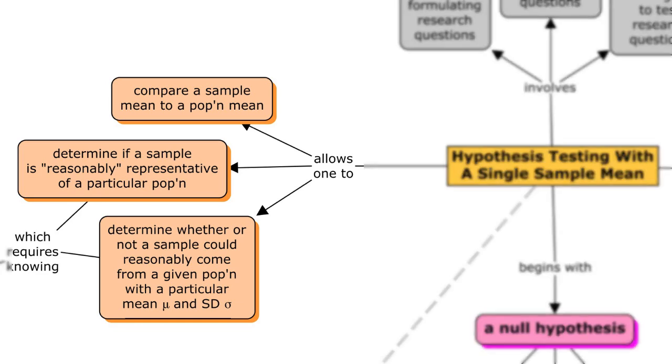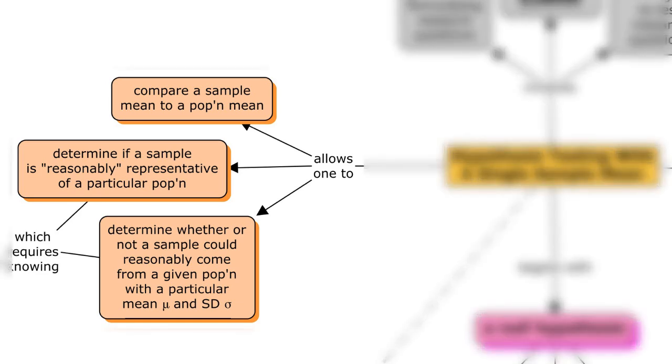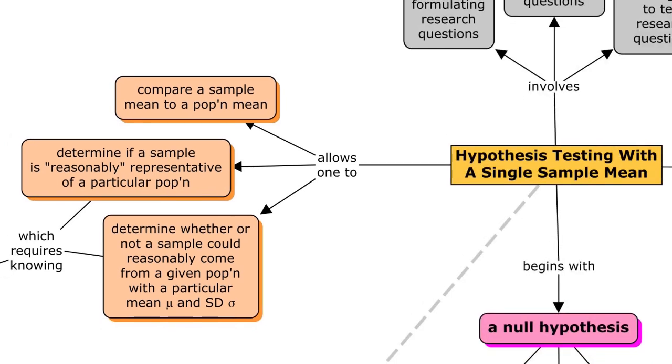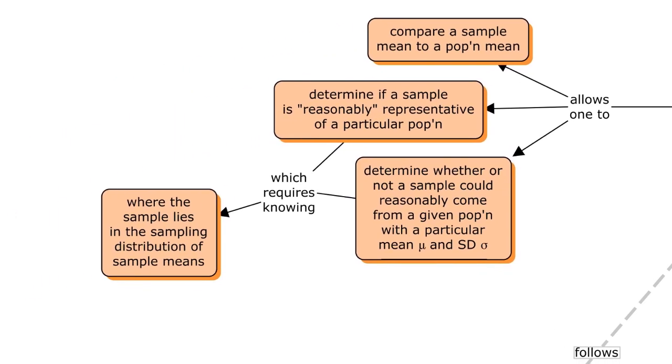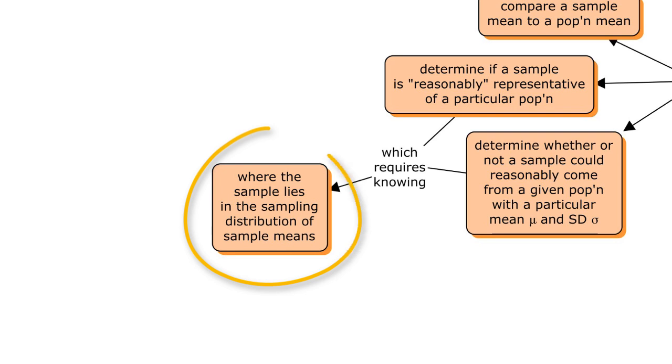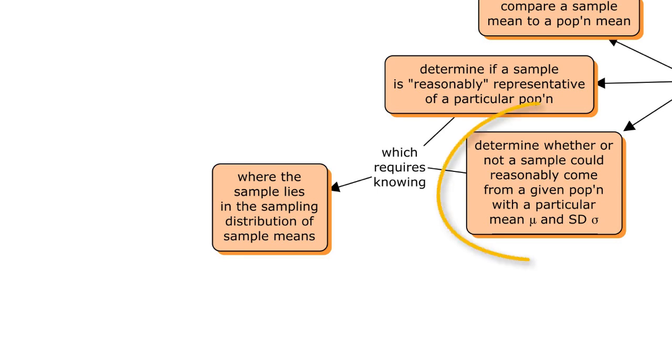Hypothesis testing with a single sample mean allows us to compare a sample mean to a population mean, and it allows us to determine if a sample is reasonably representative of a particular population. For us to determine what this reasonably means requires us knowing where the sample lies in the sampling distribution of sample means. It also requires knowing whether or not a sample could reasonably come from a given population with a particular mean, in other words, particular mu, and a particular standard deviation, or sigma.